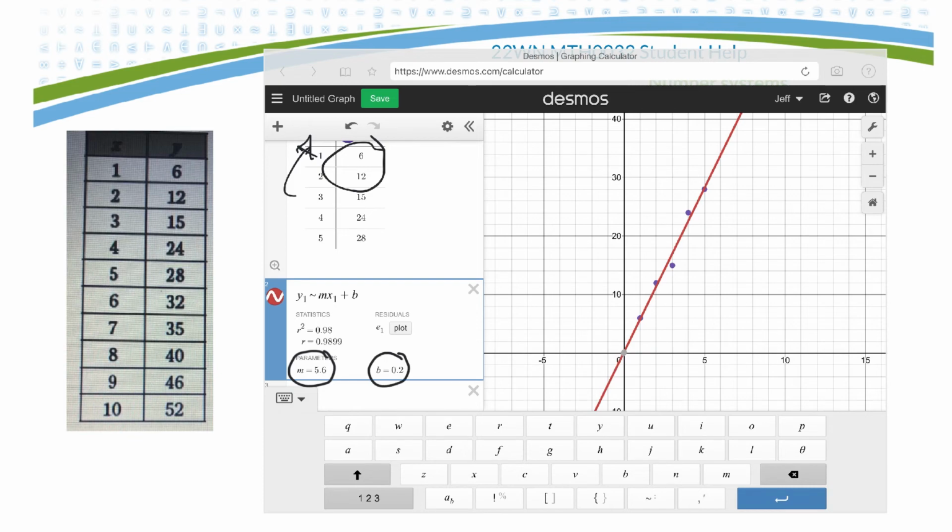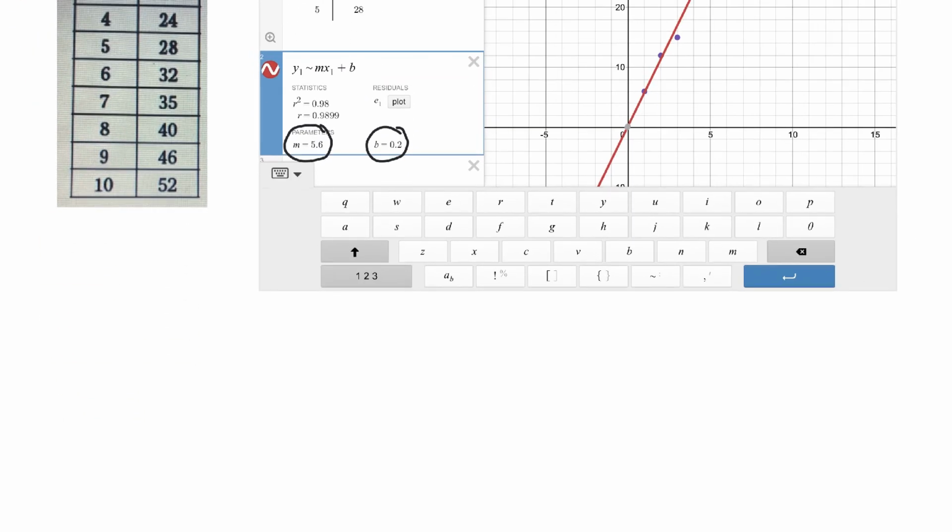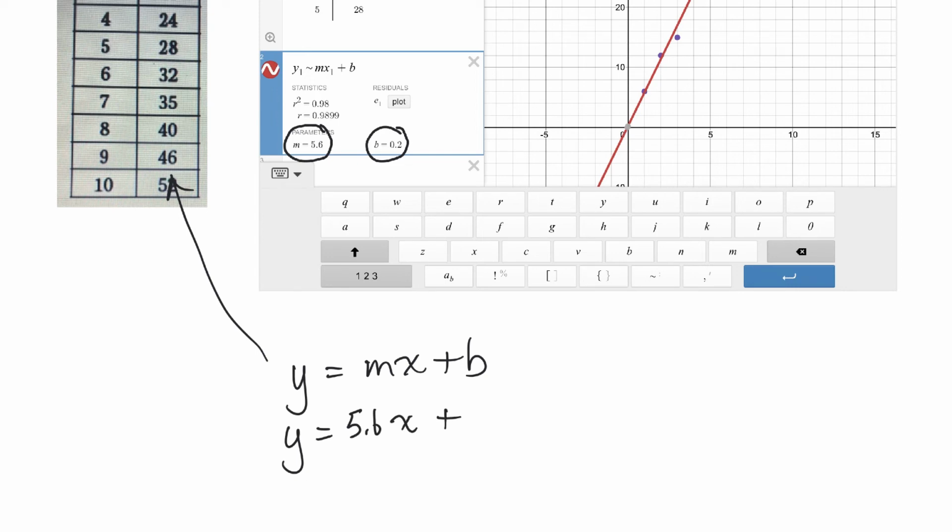So you could write an equation from that, saying the equation of the line that approximates that data is y is equal to, we're just going to plug stuff into that formula. y is equal to the m was 5.6, x plus b is 0.2. Then what I could do is ask you a question and say, well, what if x was, say, 20? What is y going to be?